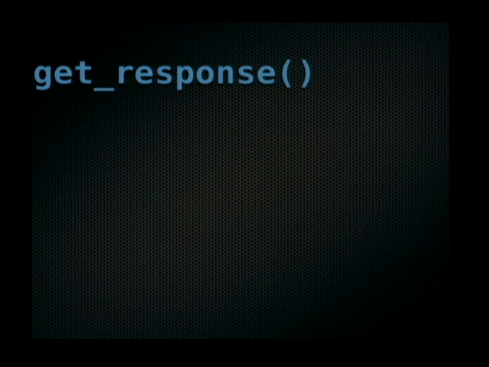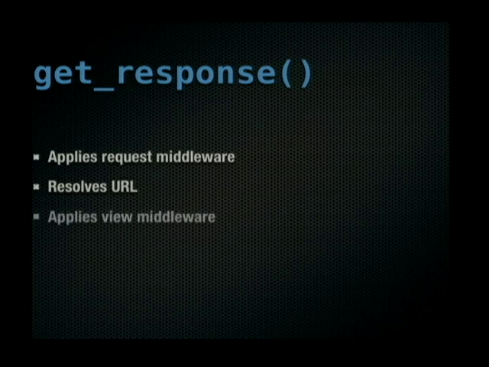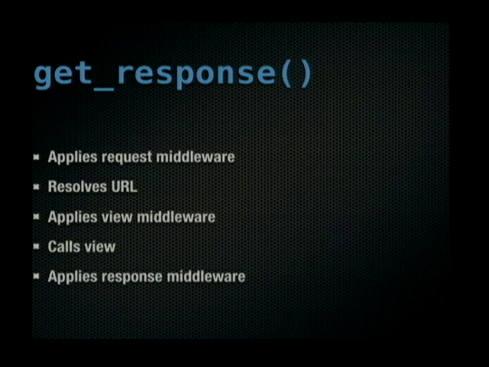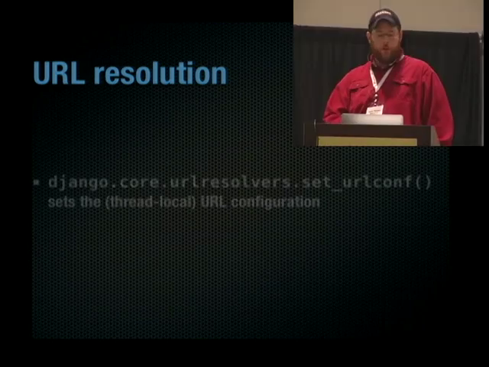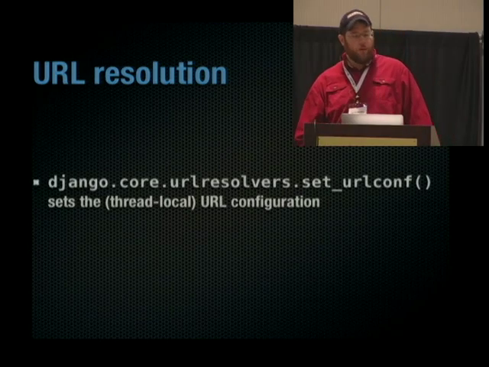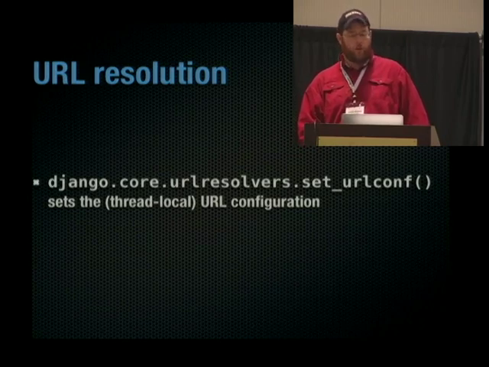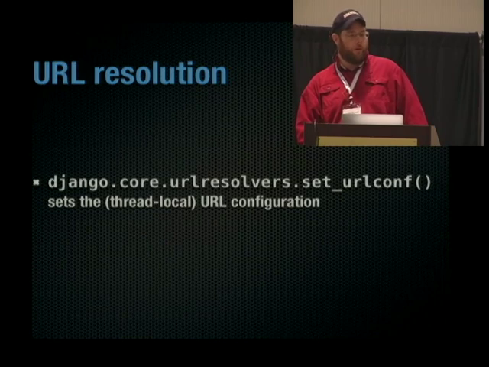GetResponse is where all of Django's processing actually happens. First thing we do is we apply our request middleware, resolve the URL, apply the view middleware, call the view, apply the response middleware, and hopefully return a response. This is all covered in the documentation, but now we're going to go into actually how it works. So we need to resolve a URL.